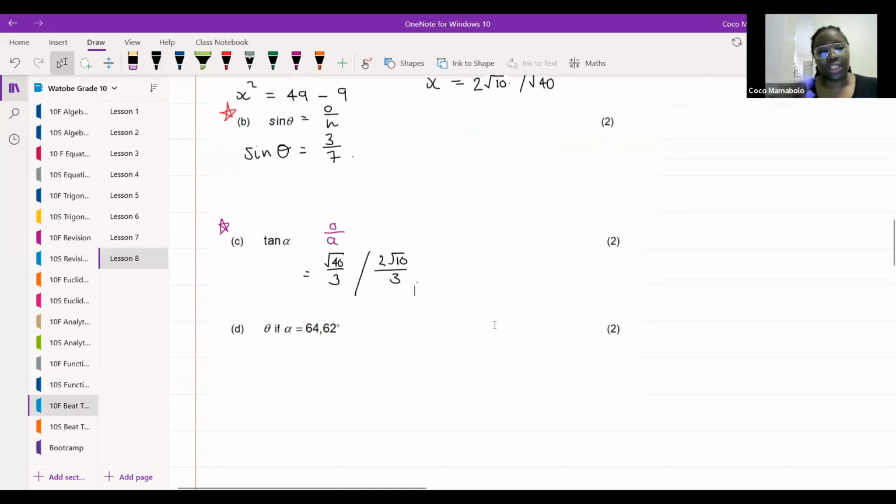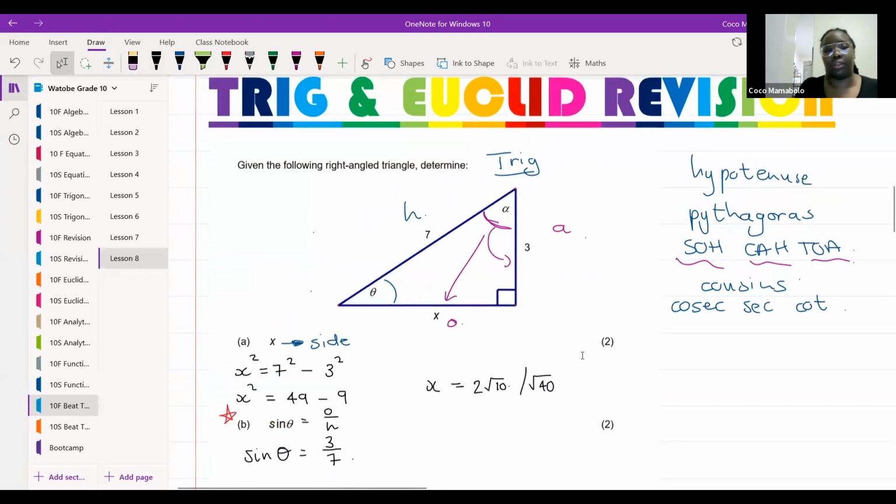Now I need you guys to go grab your calculators, right? Because it says calculate for theta if alpha is equal to 64.62 degrees. Let's go back to our triangle very quickly. It says here, if alpha is 64.62 degrees, what is theta? Do we need to use any SOHCAHTOA to figure out what theta is? Yes or no?